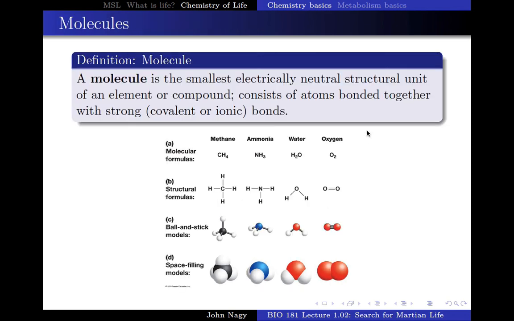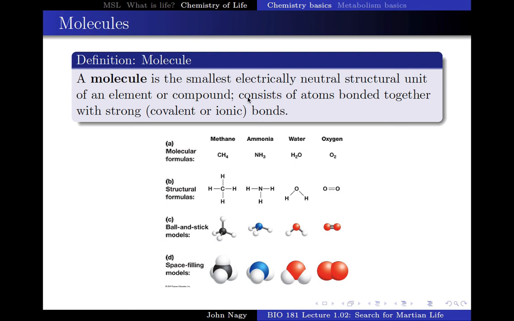So what is a molecule then? The technical definition is that a molecule is again the smallest electrically neutral structural unit of an element or compound. Again, it's electrically neutral. It's the smallest unit of an element or compound that you find naturally in its structure. So notice, molecular oxygen is not the element oxygen, it is the molecule oxygen, because this is how you tend to find free oxygen. Oxygen tends to bind to itself and form this structure right here. This is what we call a space-filling model of oxygen. This is a ball and stick model. This is the structural formula. This is the molecular formula.